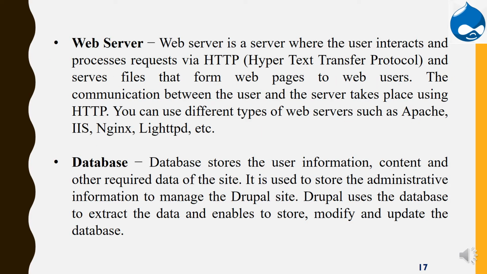A web server is a server with which the user interacts, and it processes requests via HTTP and serves files that form web pages to web users. The communication between the user and the server takes place using the protocol HTTP. You can use different web servers such as Apache, IIS, Nginx, etc.